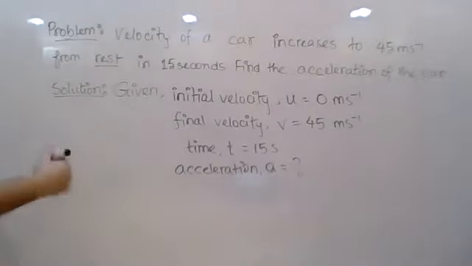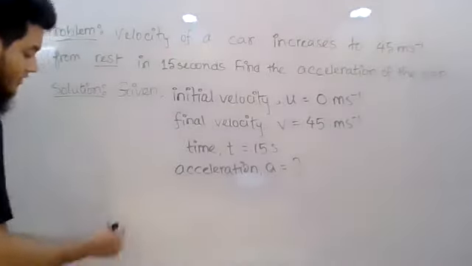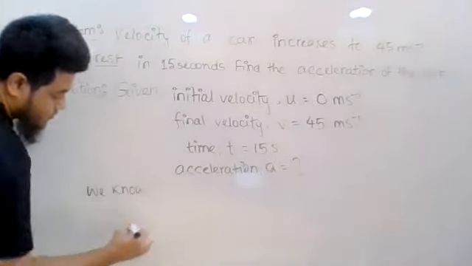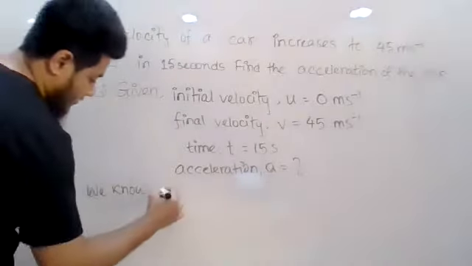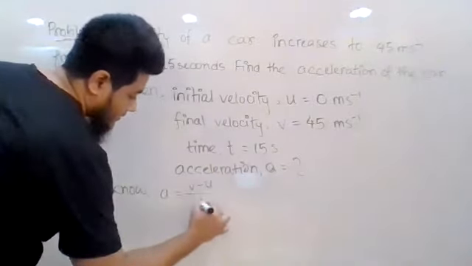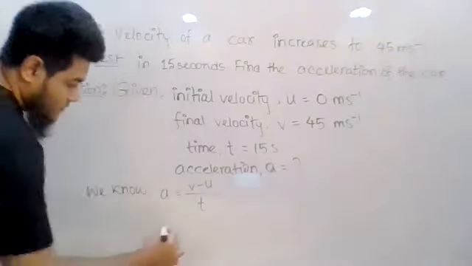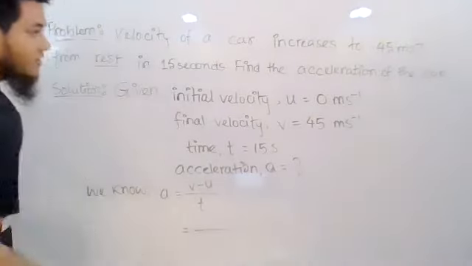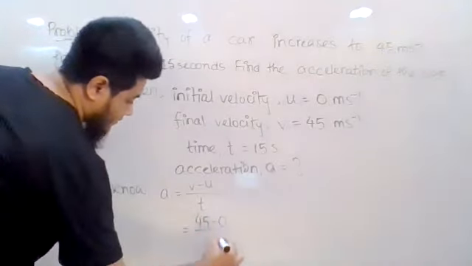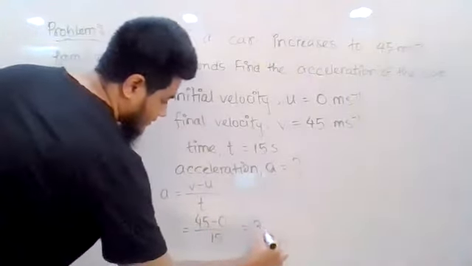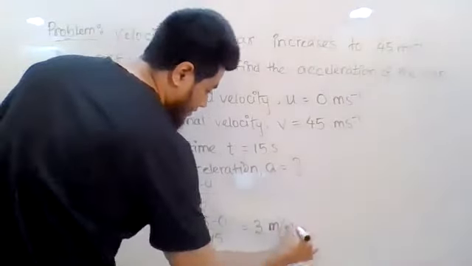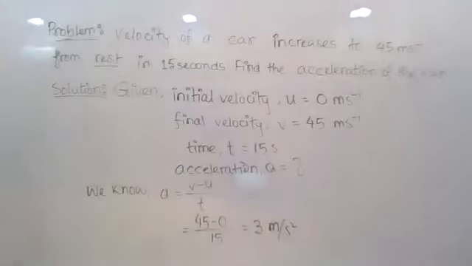Then we know the equation to find out acceleration, right? What is the equation? a is equal to v minus u divided by time. So a is equal to v minus u by t. So the final velocity 45 minus 0, divided by 15. That gives 45 by 15, which is 3. The answer is 3 meter per second square.